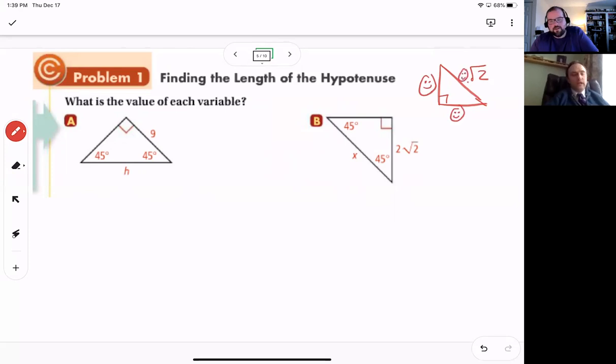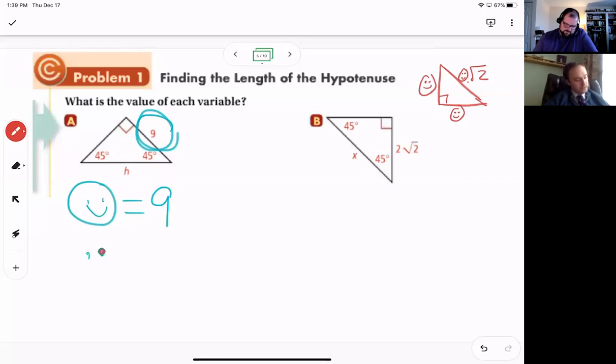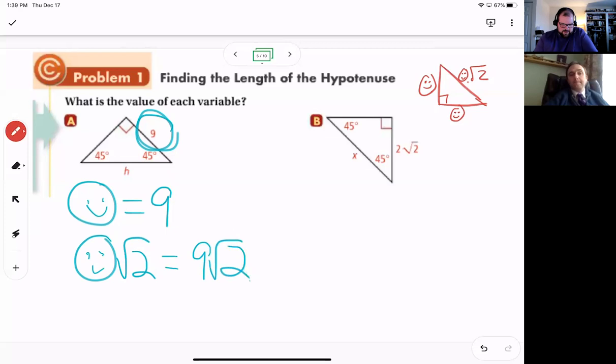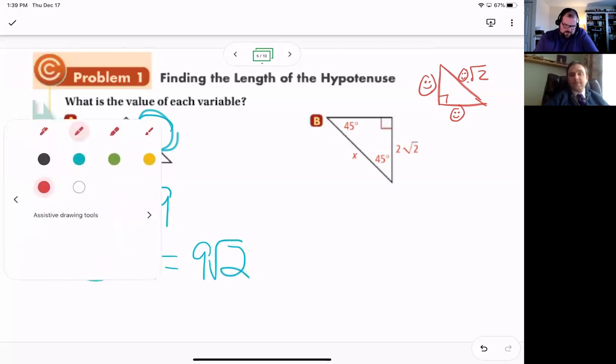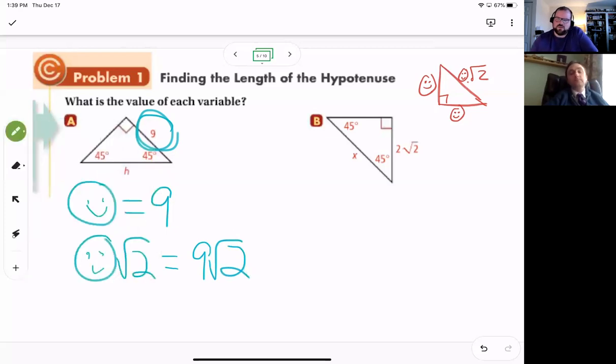Okay. So, and then I like to say, okay, what is equal to what? So we have a smiley face as a leg. And over here we have 9. So that means the smiley face is equal to 9. And if the hypotenuse is smiley face root 2, that means that the hypotenuse is 9 root 2. And we did that problem. I like it. That seems like that was scarier looking than the math actually was for it.